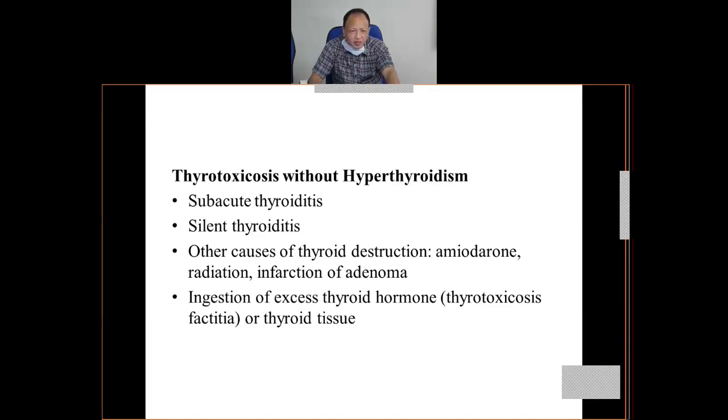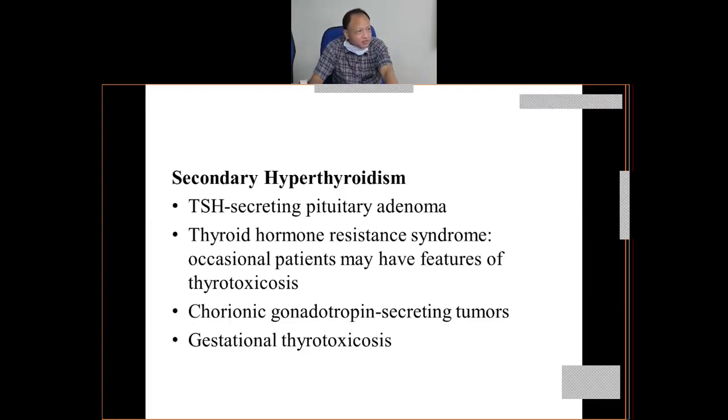Excess thyroid hormone means in the person who is on treatment, it can be on their own, increasing the dose by themselves, or taking an excessive dose, or ingestion of thyroid tissue. Is it possible that we are ingesting thyroid tissue? Yes. A person who eats meat, for example neck tissue which contains the thyroid gland, and tends to consume this every day, can have an effect on the thyroid and can cause thyrotoxicosis.